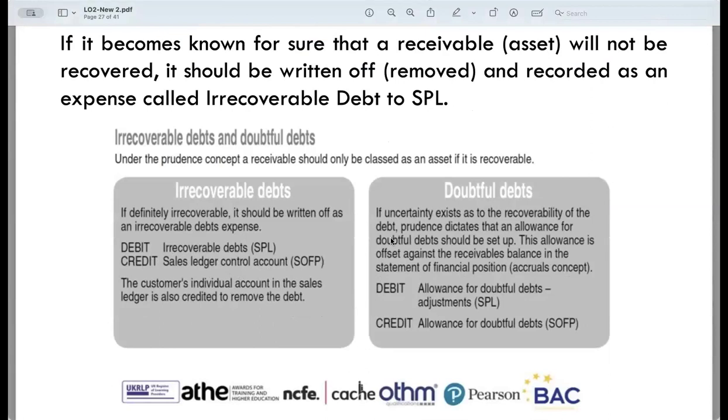Doubtful debts: when there is uncertainty about the recoverability of a receivable, an allowance known as the allowance for doubtful debts is established. This allowance offsets the receivables on the statement of financial position, reflecting a prudent estimation of potential losses. So, treatment of allowances for doubtful debts adjustment: debit and credit allowance for doubtful debts.